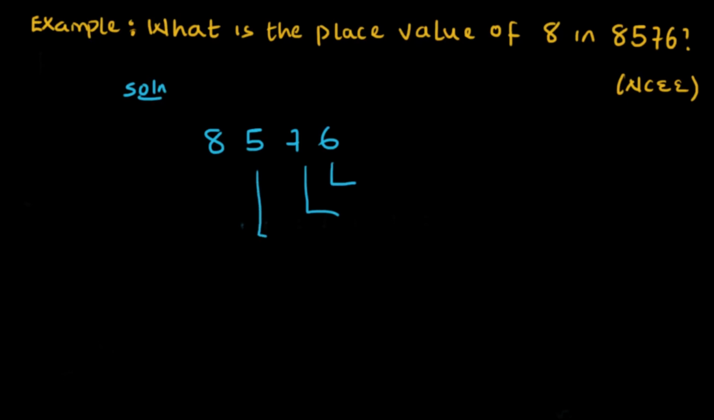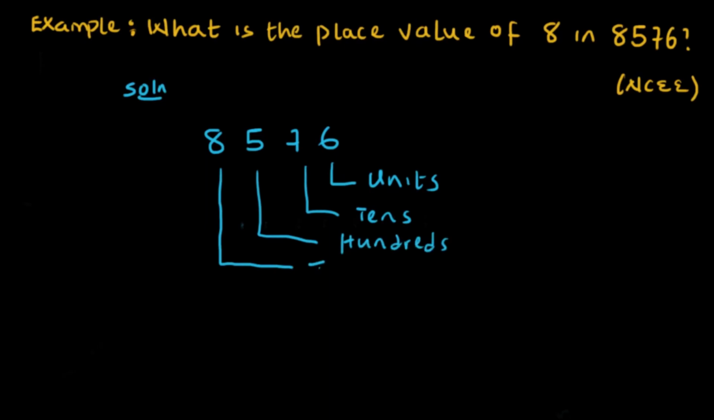Now the reason I'm doing it this way is because when we go to an advanced level of place value, it becomes much easier. So the first digit will be units, second will be tens, third will be hundreds, and then fourth will be thousands. Can you see? So it means that our answer is what? 8,000.